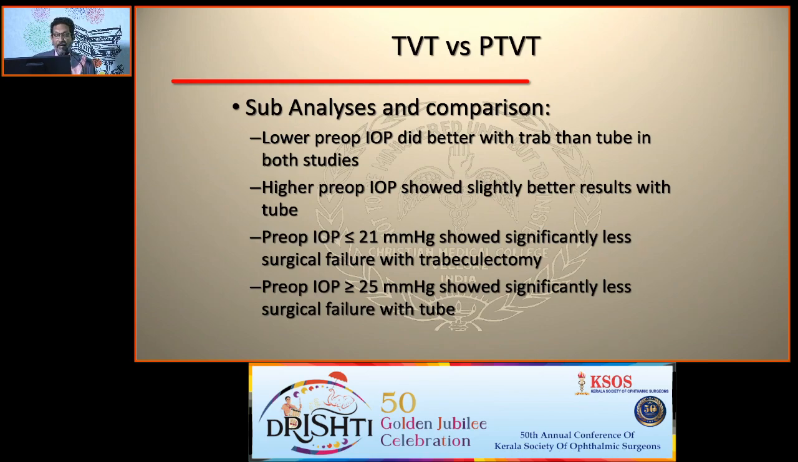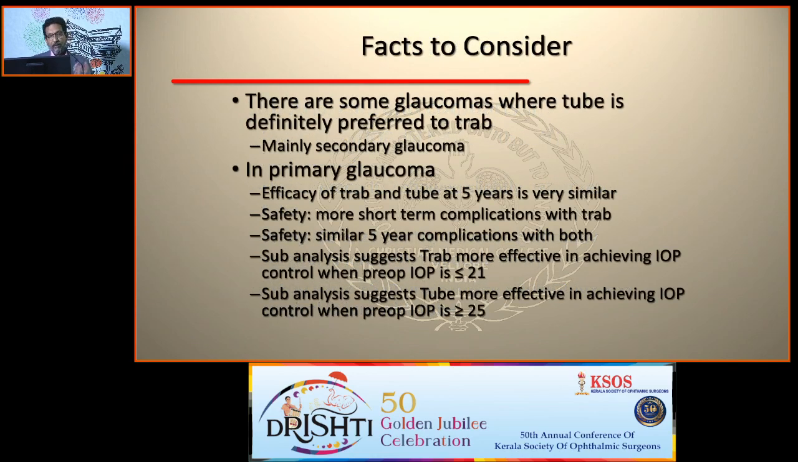So when IOP was less than 21, there was significantly less surgical failure with trabeculectomy. When the pre-op IOP was more than 25, there was significantly less surgical failure with the tube, and this is their 5-year results. So it seems you have some guidelines now for making a choice, but there are many factors to consider, and this is just my own thinking. There's really no major published data on this.